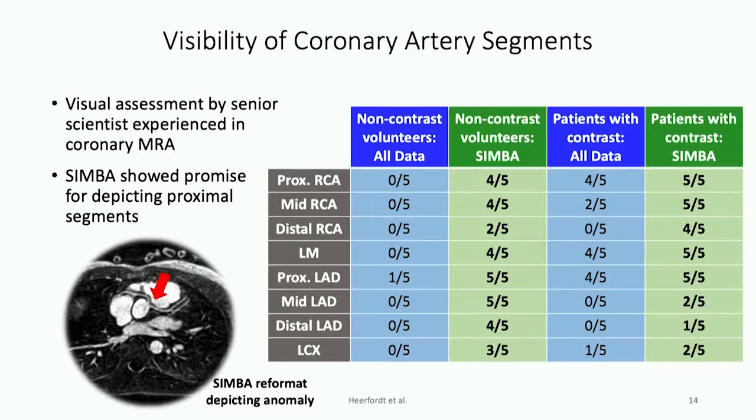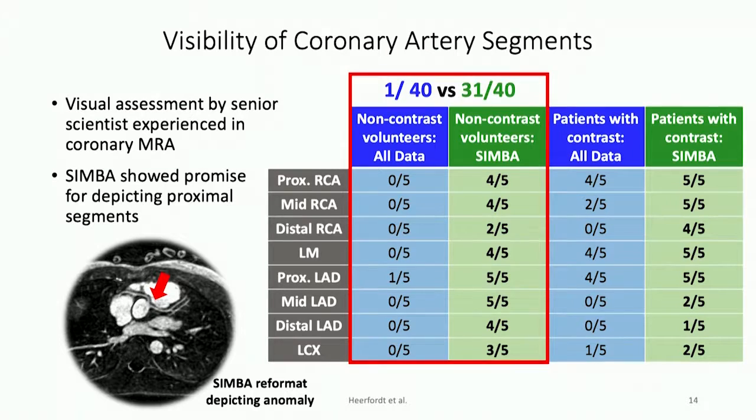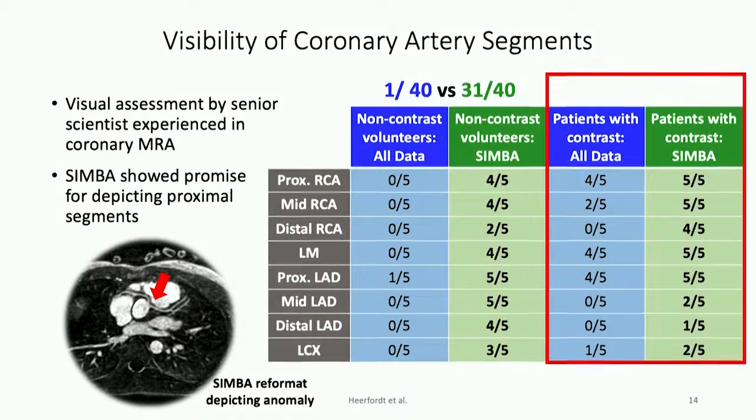When it comes to the visibility of the coronary artery segments, as assessed by a senior researcher, in the non-contrast volunteers, you could essentially not see any coronaries at all. In the SIMBA reconstructions, you could not see all of them, but you could see the majority. And in patients with contrast, you could see more coronaries also in the old data case, but you had a considerable improvement with SIMBA.